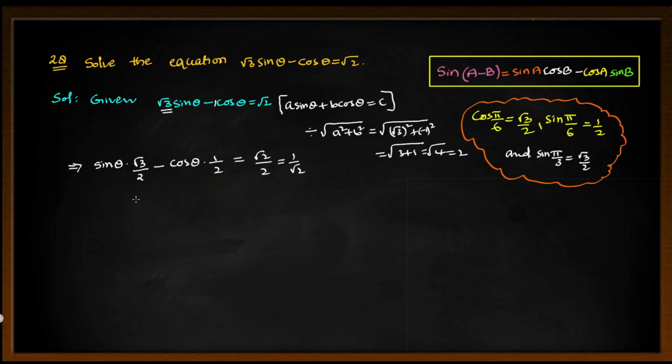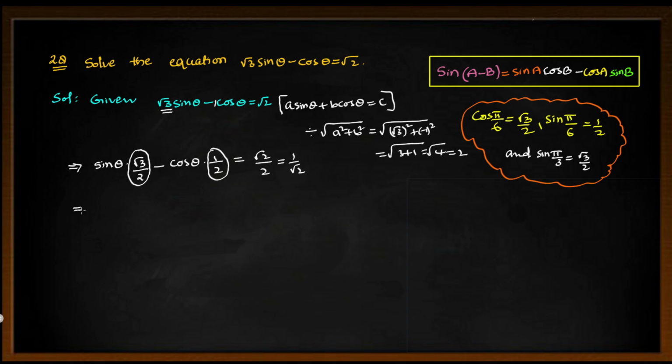1 by root 2. Now we have to convert this equation in the form of sin a minus b. And what is the formula of sin a minus b? Sin a cos b minus cos a sin b. The formula of sin a minus b is sin a cos b minus cos a sin b. The sin is there. We have to convert root 3 by 2 in terms of cos as well as 1 by 2 in terms of sin.